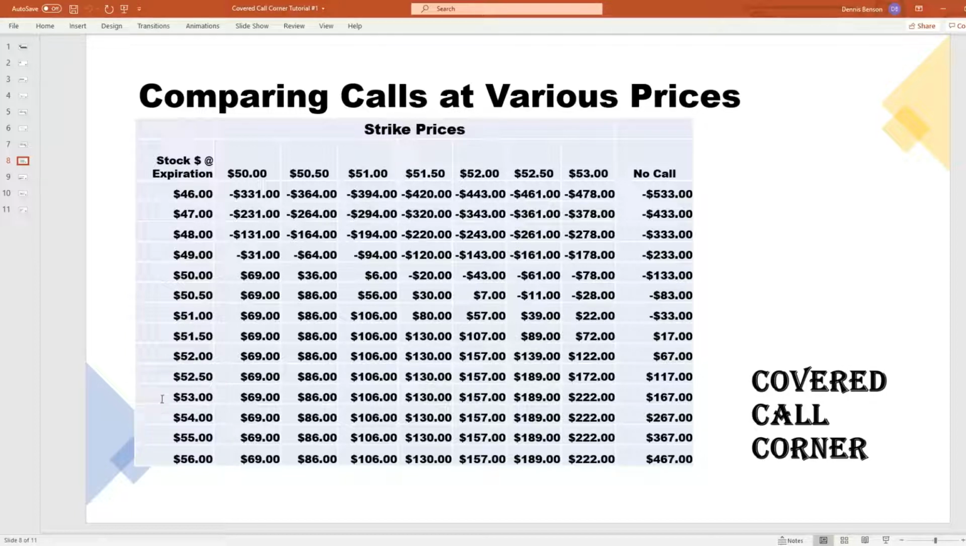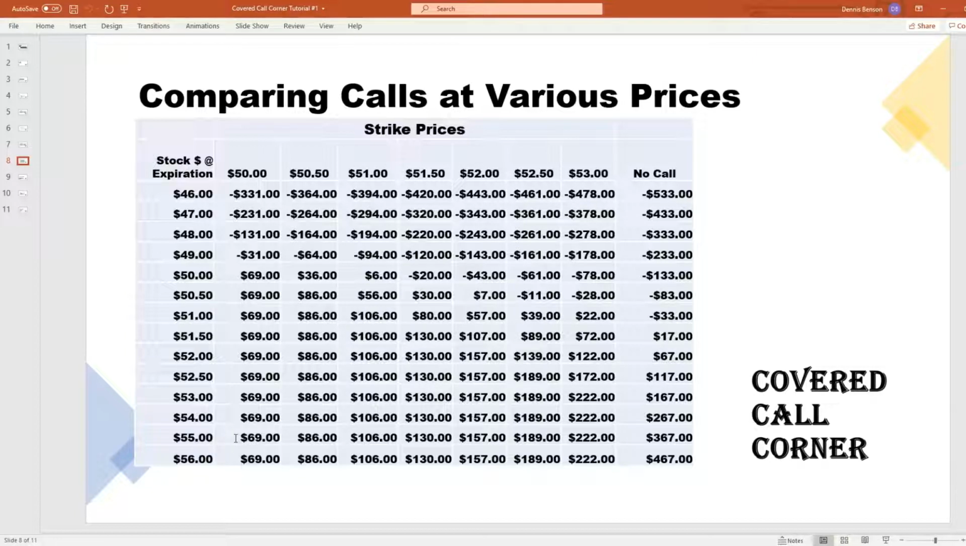Now, the highest strike price I show here is $53. But if the stock went to 55, the best thing to have done would have been not to write an option. Because if I did no call, then because it went up so much in a week from 51.33 to 55, that's a $3.67 gain. I would have made $367 without the option. But if I had written a 52 call, I would have made $157. If I'd written a 53 call, I would have made $222.